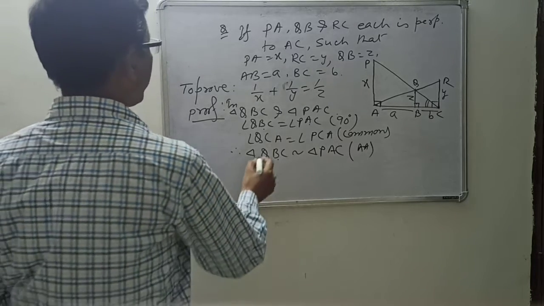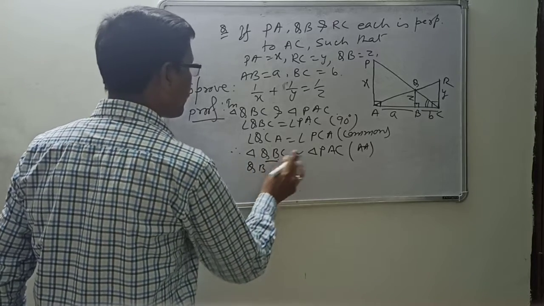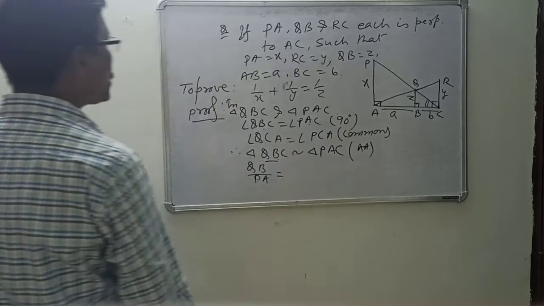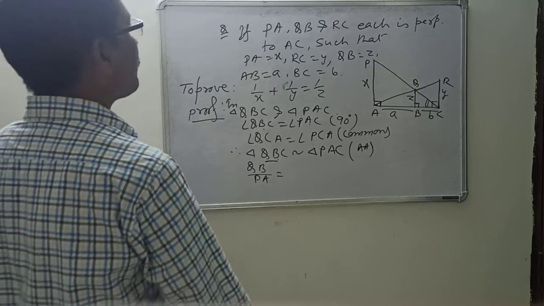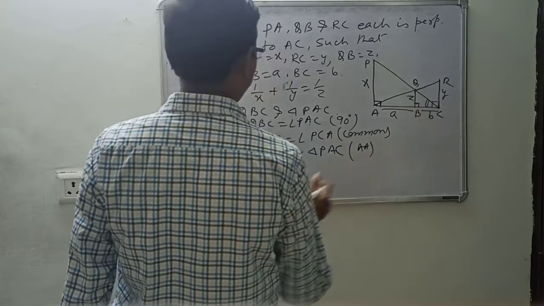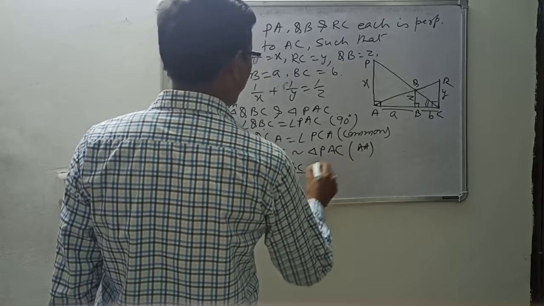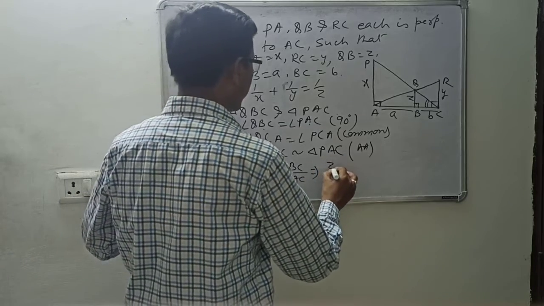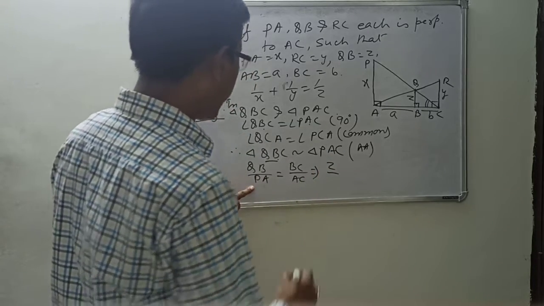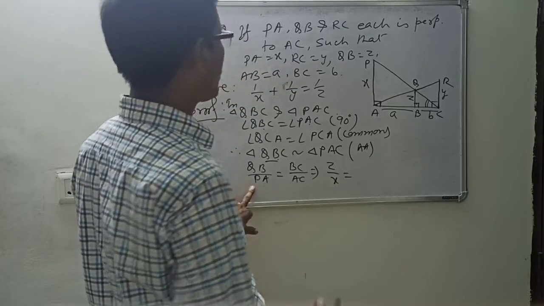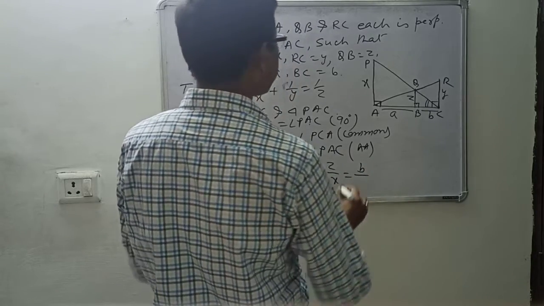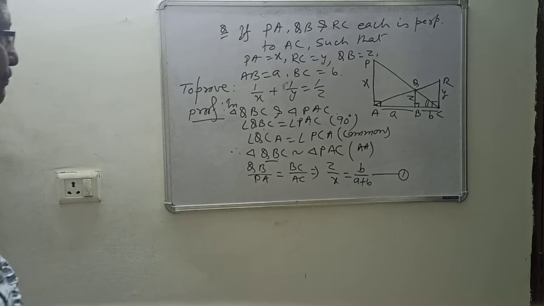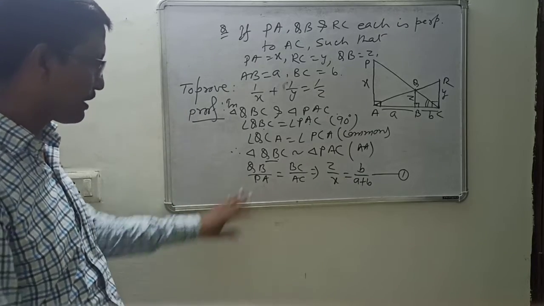So you have to get the relation between Z, X, A, B. Z means QB, first and second. No need to see the figure if you have given the proper naming. QB by PA is equal to BC, second and third, it will be AC. From there, QB is given as Z, PA is X, BC is B, and AC is total A plus B. One relation you got. First, that you have to write.